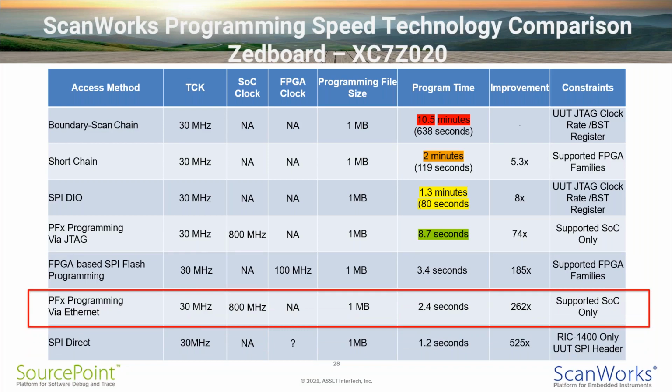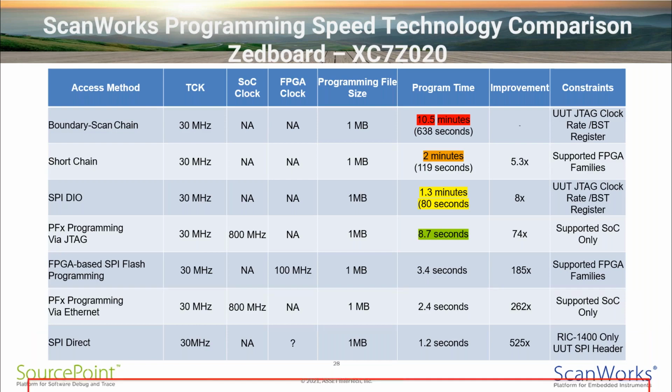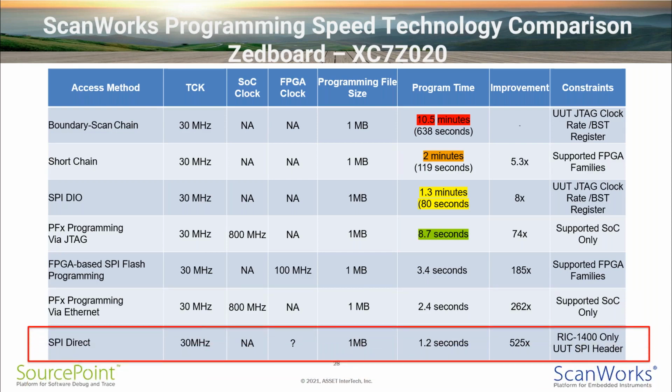The PFX programming here with Ethernet was used for the data transfer and the TFTP server running on the host. The SPI Direct used the FPGA with the RIC 1400 and running at the clock speed of the FPGA within the RIC 1400. Each method can have constraints based upon the UUT design.